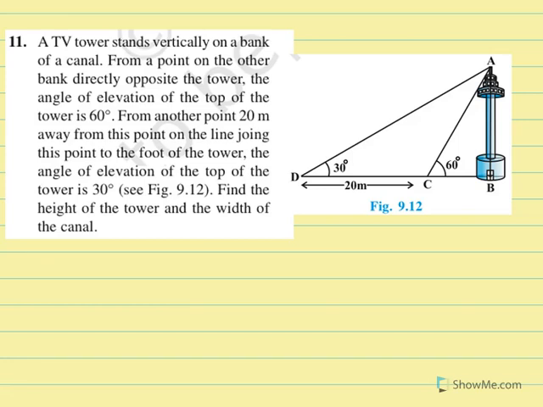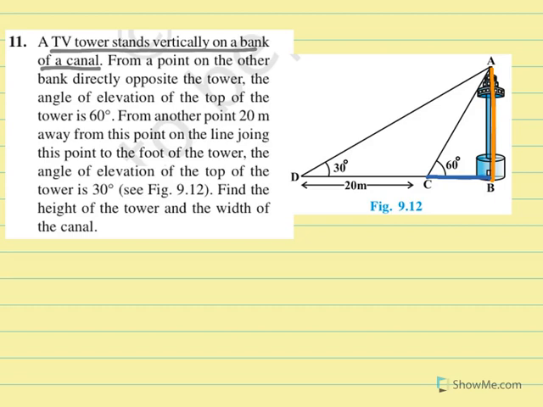For this sum, the figure is given to us. A TV tower stands vertically on the bank of a canal. So we need to draw that first or mark it. So here is our TV tower. This is the TV tower, and it is standing on the bank of the canal. So BC is a canal.